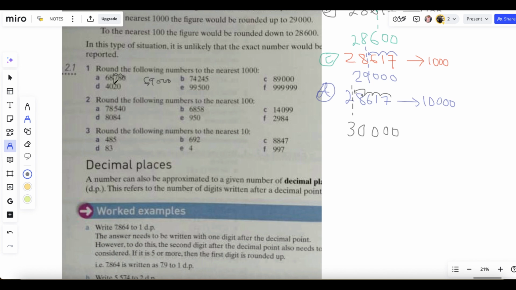So if you round this one to the nearest 1,000, you count 1, 2, 3. This one will become 4,000, because this 0, you cannot round it up. You just write it as 0. Finish. This one will become 4,000. There are many questions for you to try and practice.